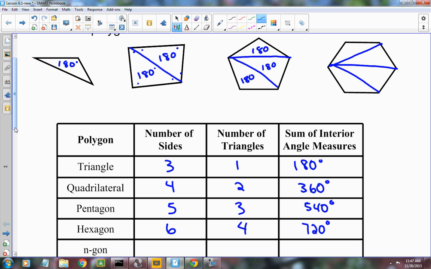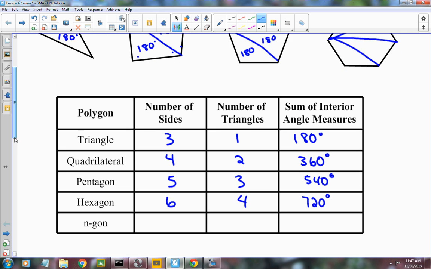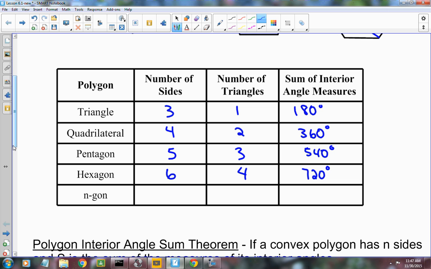So hopefully you see kind of a pattern for me here. Because what if there were n sides? Okay? If there were n sides, how many triangles would there be? n minus 2. You notice that there's always 2 less triangles than there are sides. So it would be n minus 2. And in each case here, I took the number of triangles times 180, so that would do the exact same thing. 180 times n minus 2.